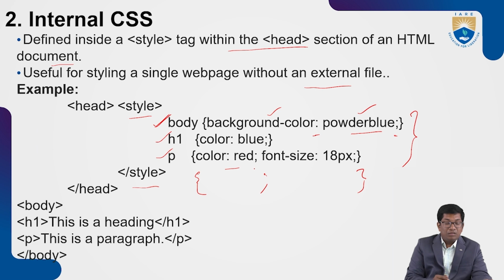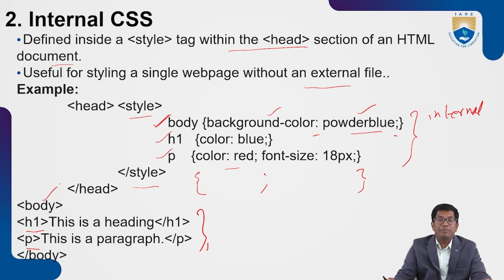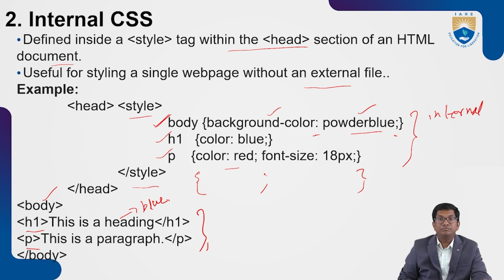So this is a simple example. This we wrote in the internal style sheet. So you have the H1 element, P element, and body element. For these we applied CSS properties. So this text color is displayed in blue color. Okay. So that is internal style sheet.